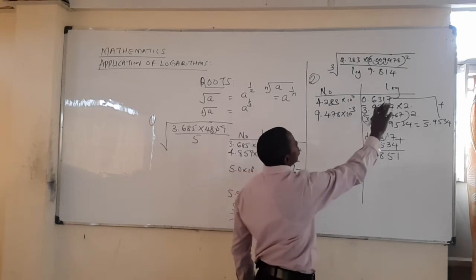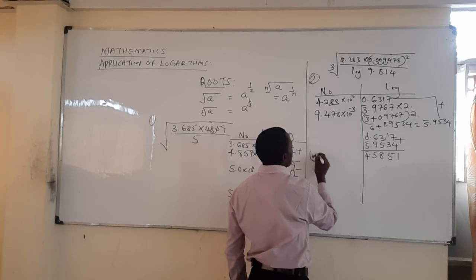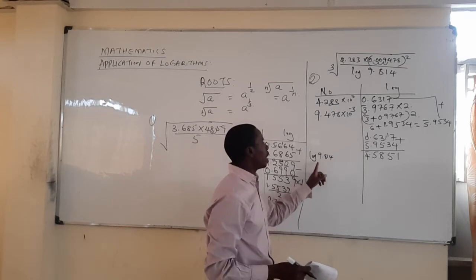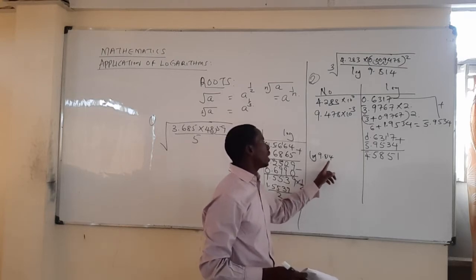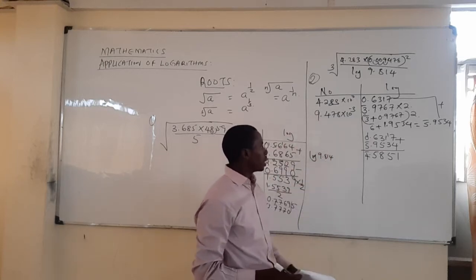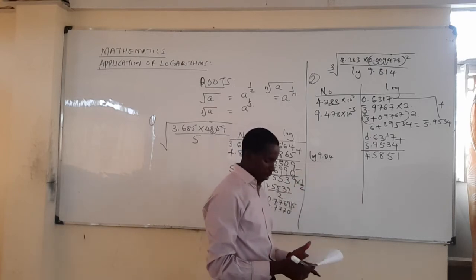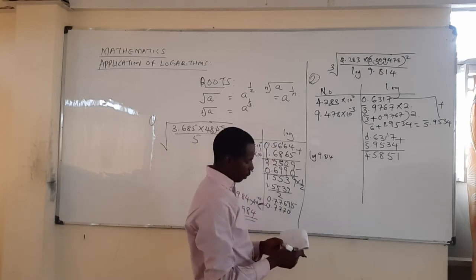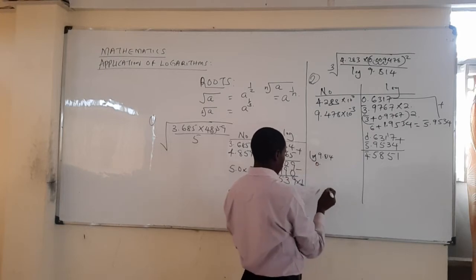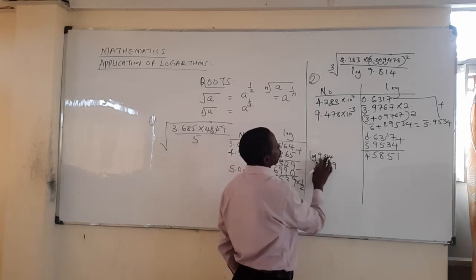So we are done with the numerator. Now we come to the denominator. We have log of 9.814. So we read the log of 9.814 from the table. So log 9.814 is 0.9919. That is the log of 9.814.